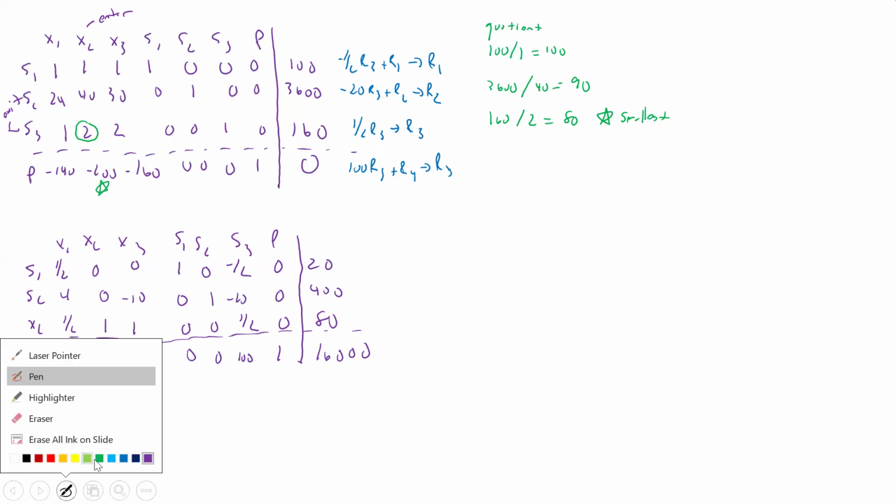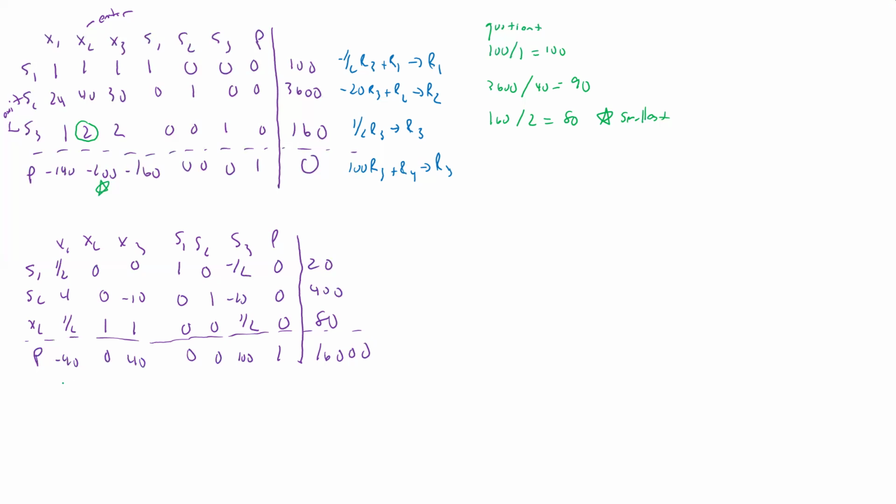Now, let's figure out where we pivot next. Well, that's the smallest negative. So here, quotient. It looks like we're going to take 20 divided by 0.5. So half times that's going to be 40 because you can multiply by the reciprocal, so that's going to be times 2. Here we're going to have 400 divided by what, 4.